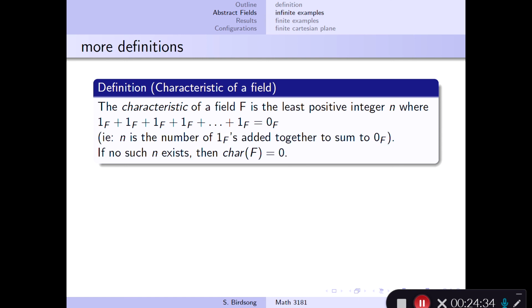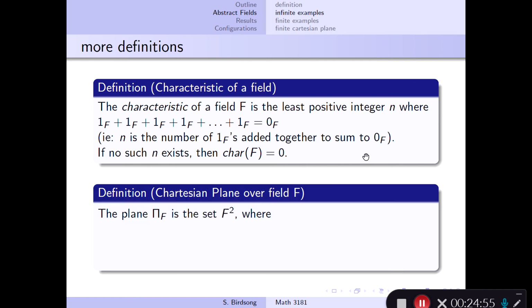Okay. Now, what happens if you can never add up enough ones together to get your zero element? Well, in that case, the characteristic of your field is actually 0. In other words, it says, all right, well, don't add any ones together. It's okay. You're just going to start with 0.